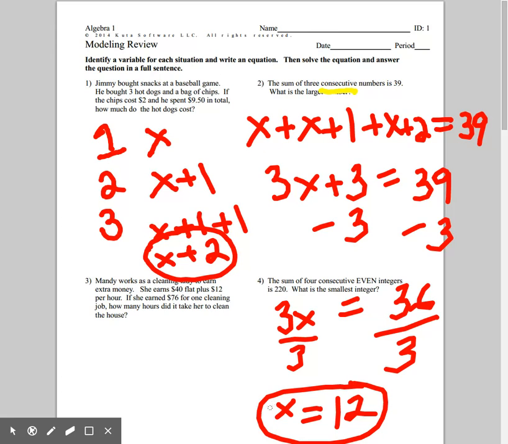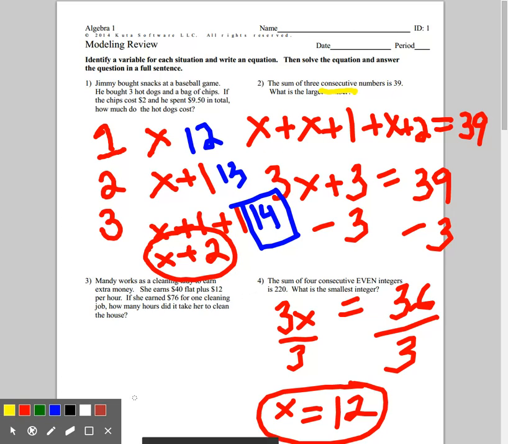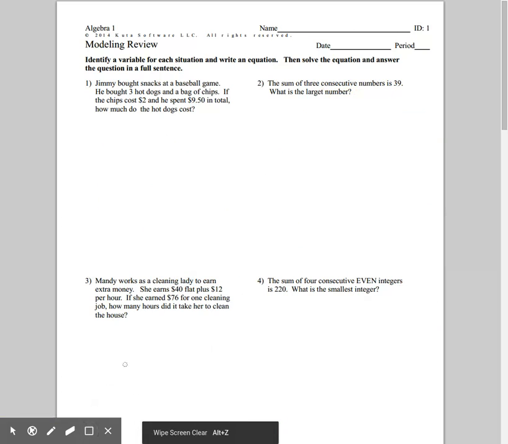Now, that's not our answer, right? Our answer is what is the largest one, but we'll get to it. And so our largest one, if x equals 12, right, the next one will be 13, and then the last one will be 14. So the answer is our largest number for this problem is 14, right? This is our answer right here, 14. But we're not done yet, right? We have to check. We have to make sure this works out.